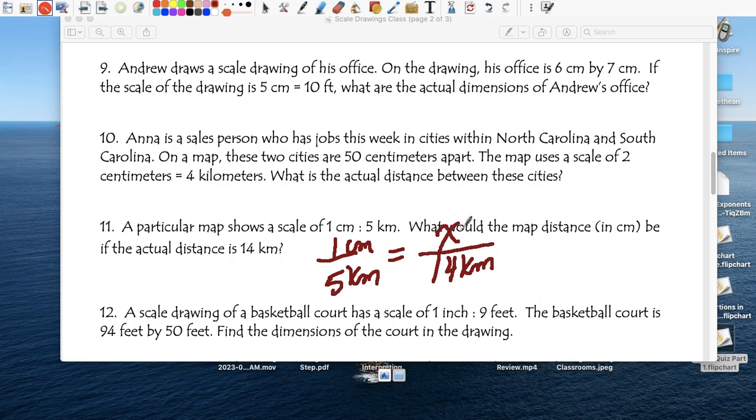The x goes on top now, because that's the centimeters, what I'm trying to find. Cross multiply. 1 times 14 is 14. 5 times x is 5x. Divide by 5, divide by 5, and we should get x equals 2.8. 2.8 centimeters would represent 14 kilometers.